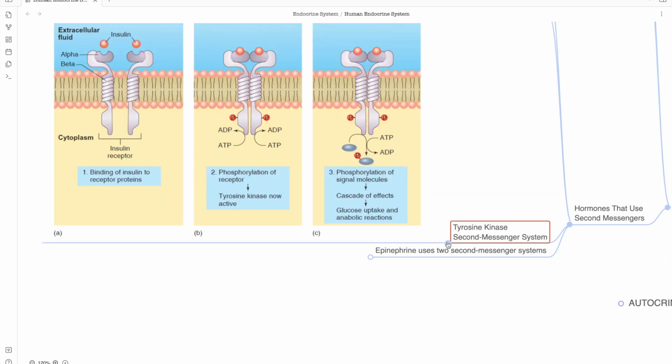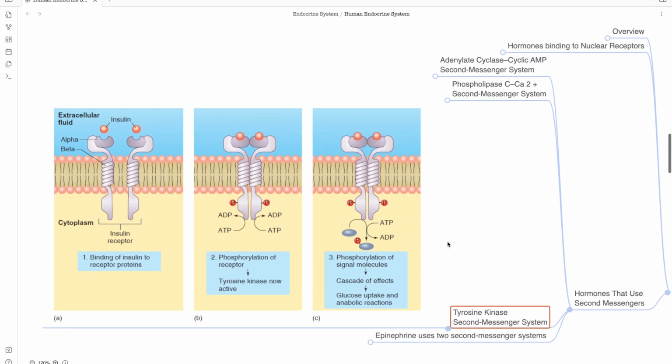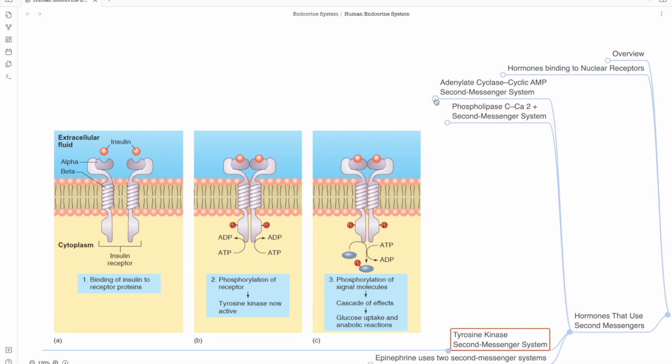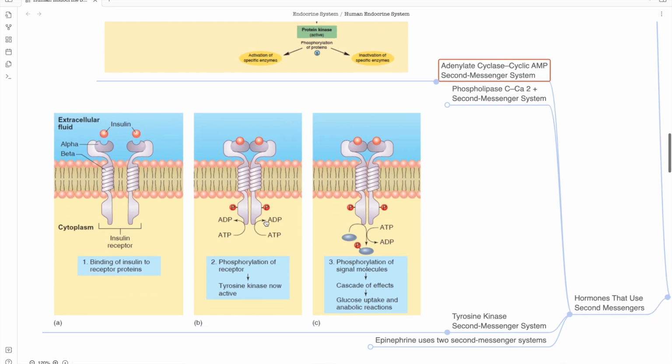Now next is another very interesting and intuitive thing, that is the tyrosine kinase secondary messenger system. Now see, there is a difference between tyrosine kinase and protein kinase. Protein kinase is kind of a general term, an enzyme which can phosphorylate other specific enzymes or proteins. But tyrosine kinases are kinase proteins which have a tyrosine site where they can get phosphorylated. Okay, so this is the tyrosine kinase secondary system.